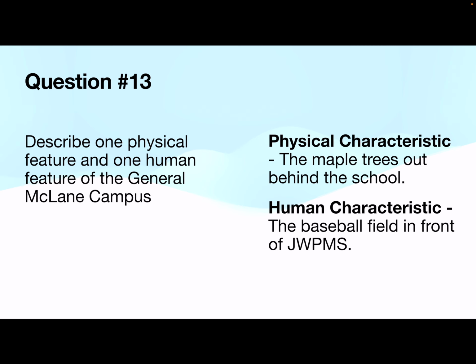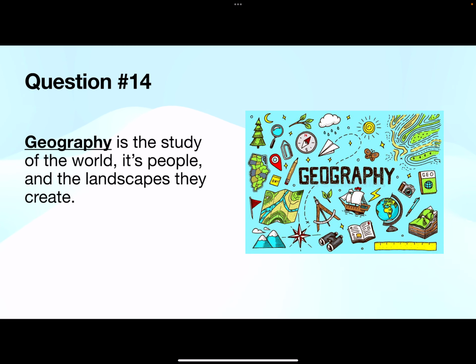Question 13. Describe one physical feature and one human feature of the Jenner McLean campus. Now, you could have many different things, but I chose the maple trees that are out behind the school as our physical feature, and our human characteristic is the baseball field that's down in front of Parker Middle School. Question 14. Geography is the study of the world, its people, and the landscapes that they create.